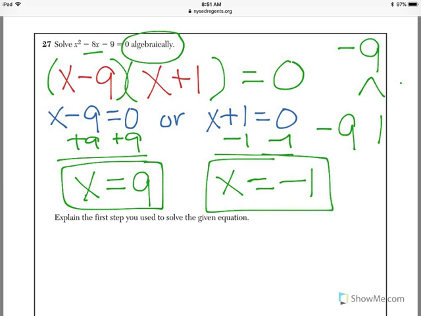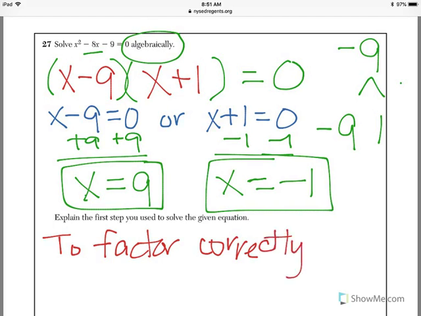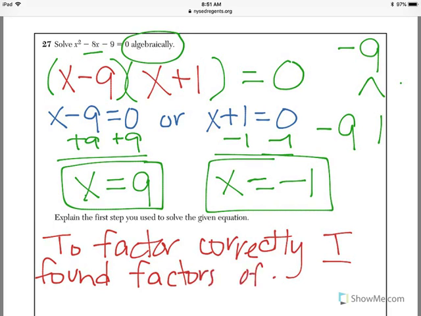Now to explain the first step that you use to solve the given equation, well, since I chose to use factoring, in order to factor correctly, I found factors of negative 9 that also add to negative 8.